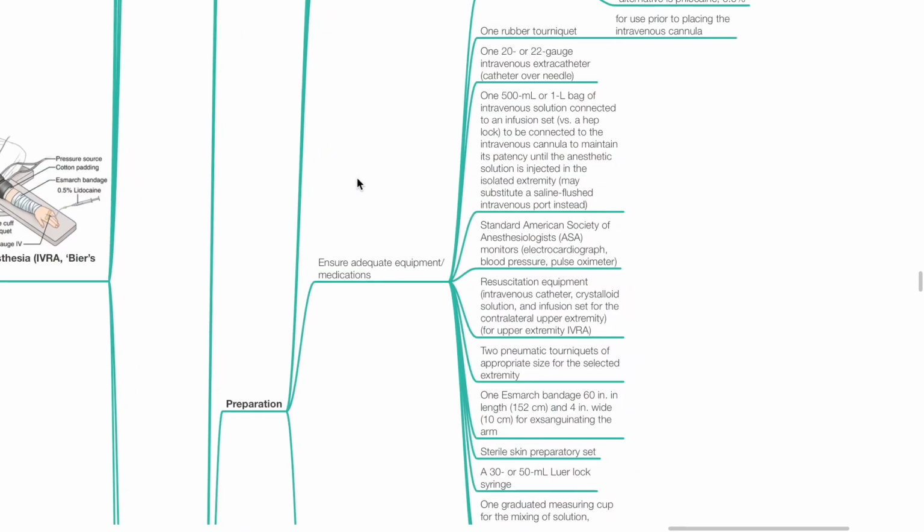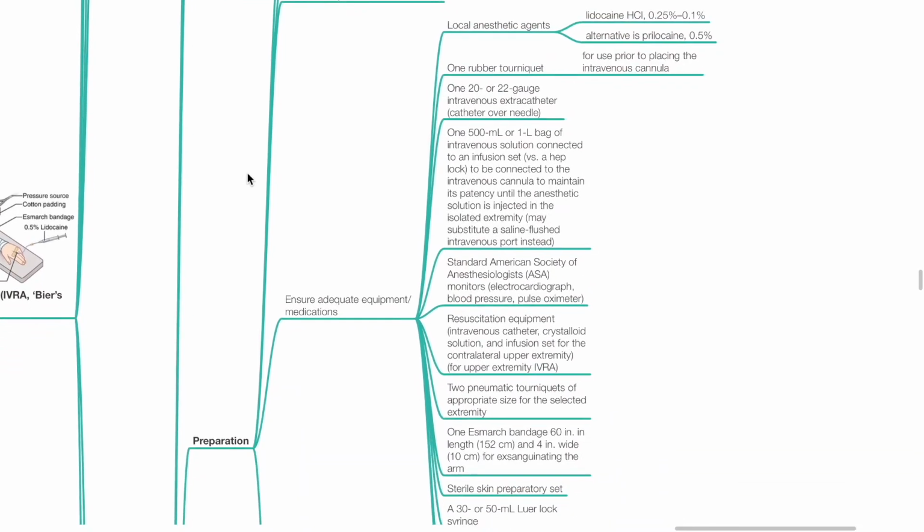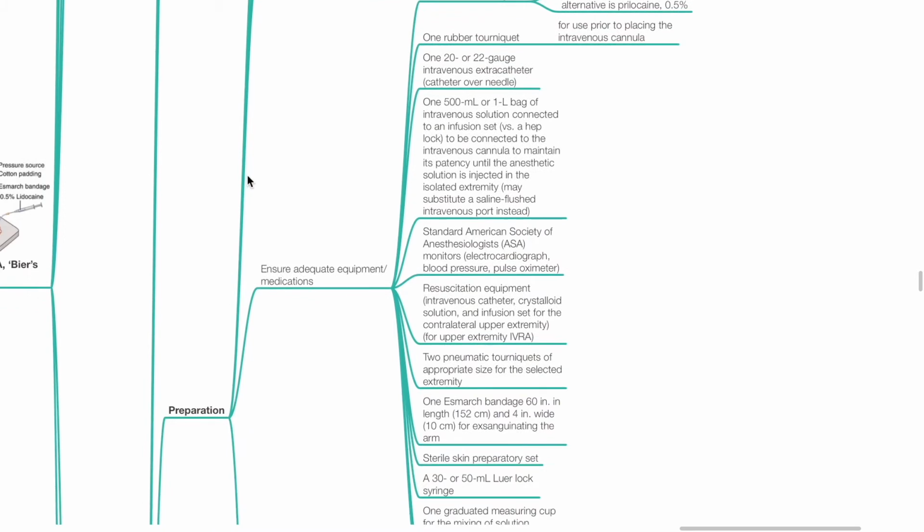Proper preparation: an anesthetic room or dedicated block room with full monitoring according to AAGBI standards. The block should be performed in an area with full resuscitation facilities. Ensure adequate trained assistance. Ensure adequate equipment and medications, as listed here.